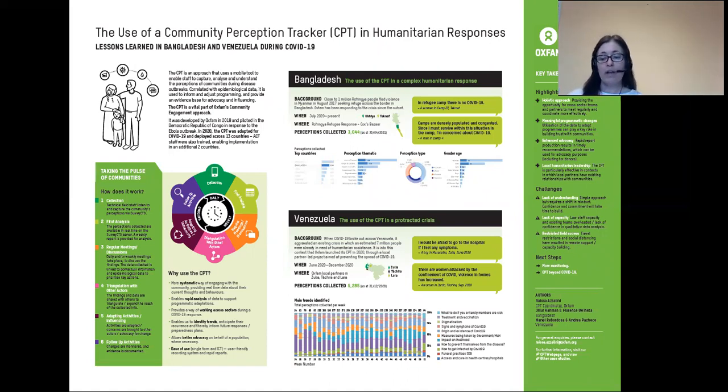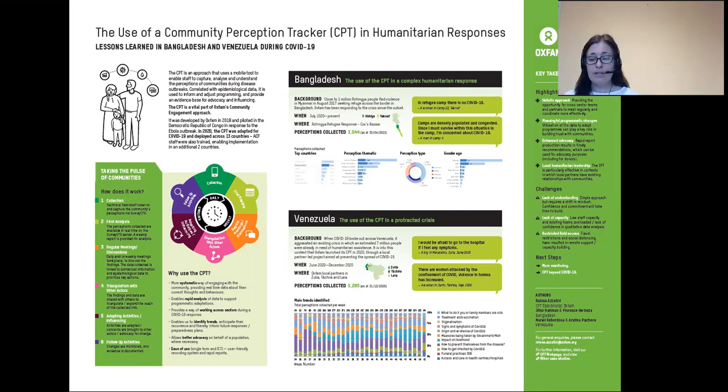In the case study, we have included some examples of how it works, how the data is captured, and what it looks like in an analytical format. We have developed some dashboards. It is more than just taking the pulse of the community, as described by one of our CPT champions, because it allows us to make programmatic changes in correlation to what people are telling us.